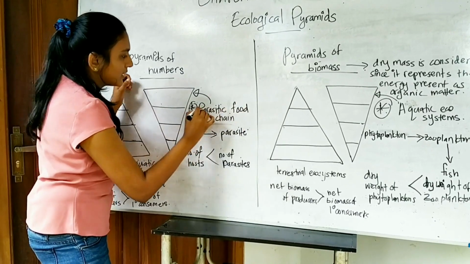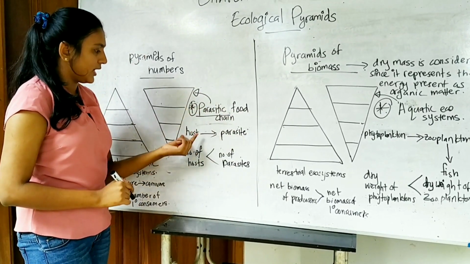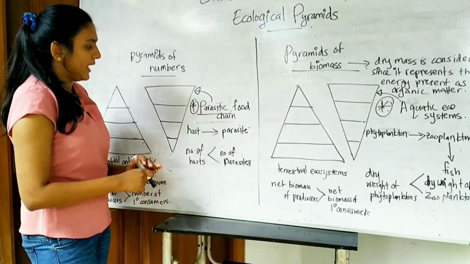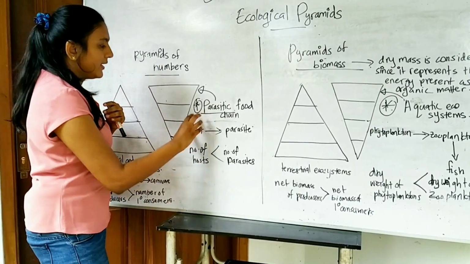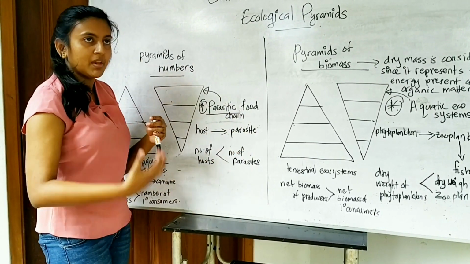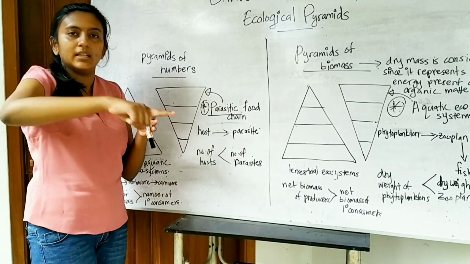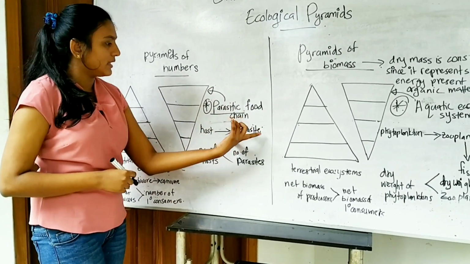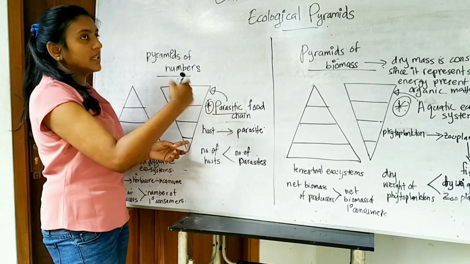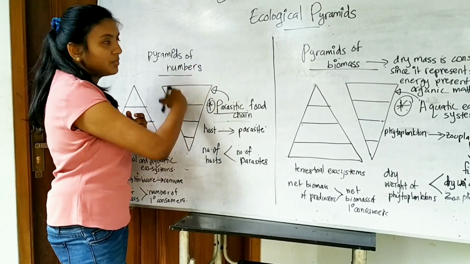But when we consider pyramids of numbers, they become inverted in a parasitic food chain. When we consider a parasitic food chain like this, host being bitten by a parasite, we know that the number of parasites is definitely greater than the number of hosts. The number of mosquitoes is greater than the number of humans when a certain area is considered. Therefore, the number at the second level is greater than the number at the first level, and the pyramid takes an inverted shape.